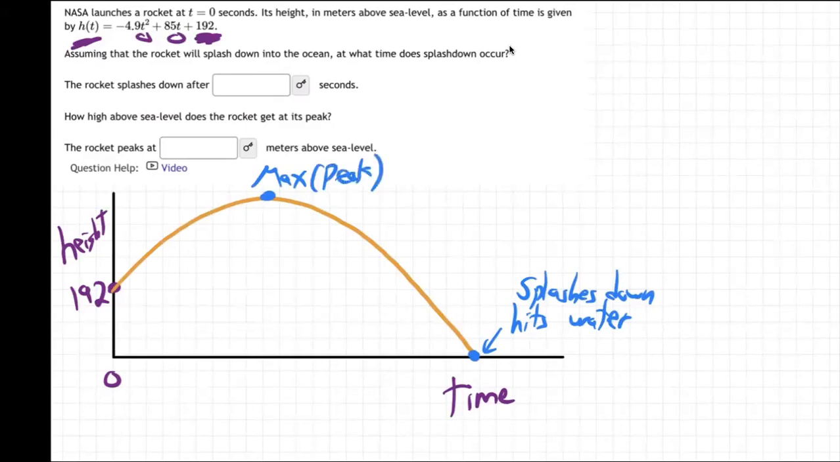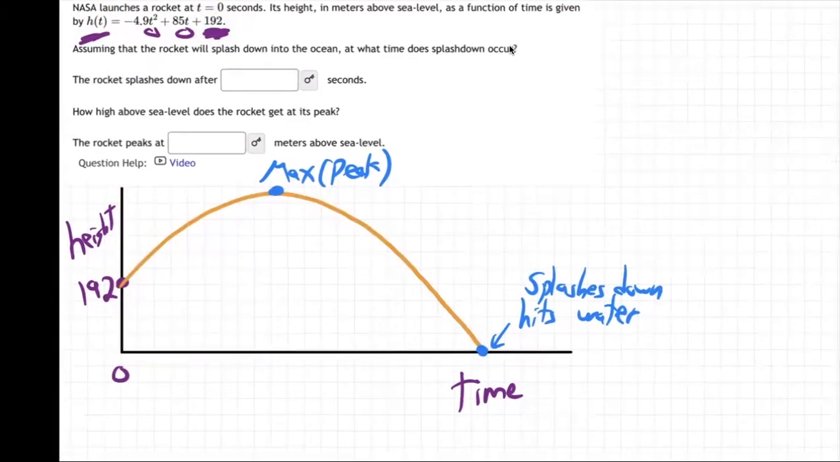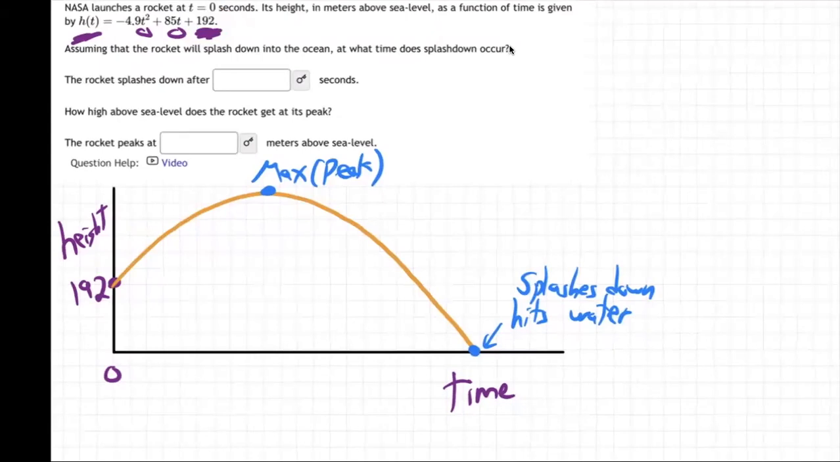So see how I'm getting all that? I'm just looking and saying, well, look, this is a negative t-squared equation, which means a U-shape upside down. It's starting at 192 when time is 0, right? It's h on the y-axis, time on the x-axis. It goes up, hits a peak, and splashes down. It's generally what any negative x squared or t squared graph is going to do. It's going to be a parabola, U-shape, upside down. Starts at 192, comes down.